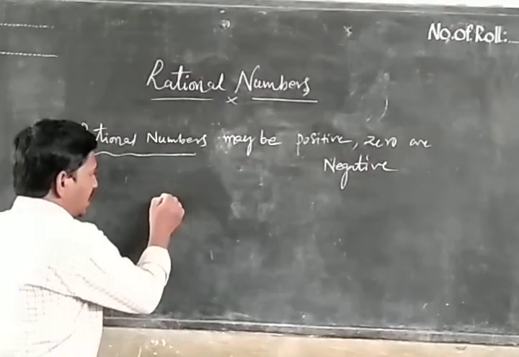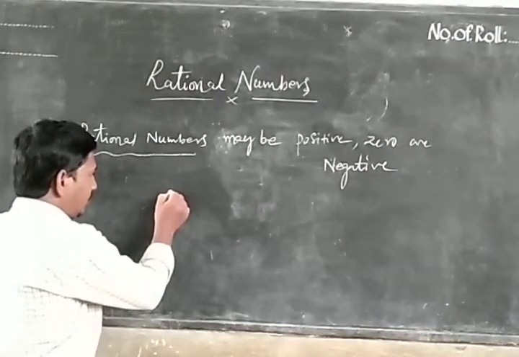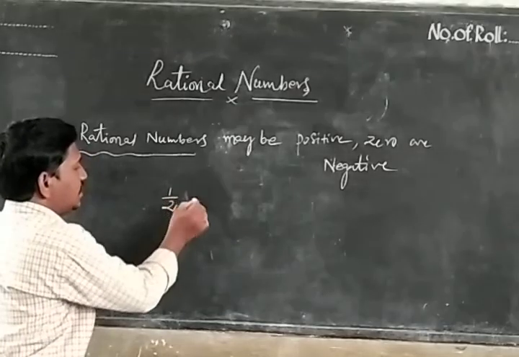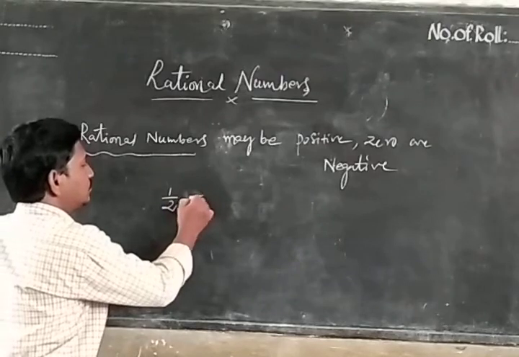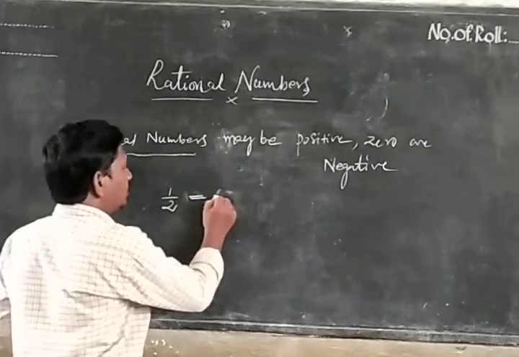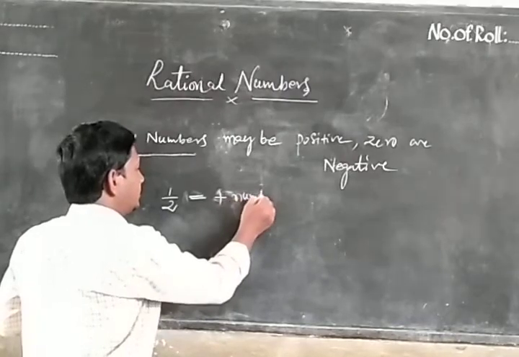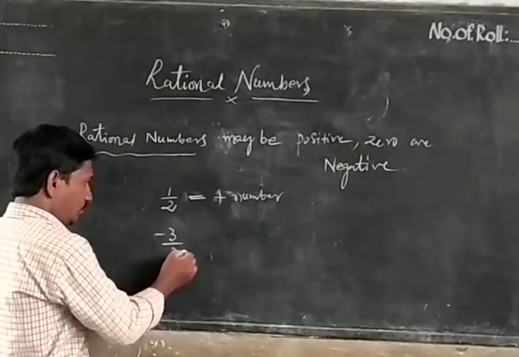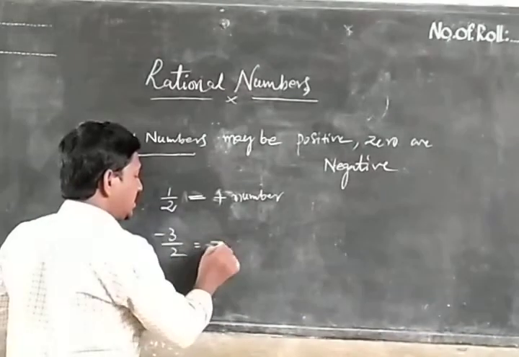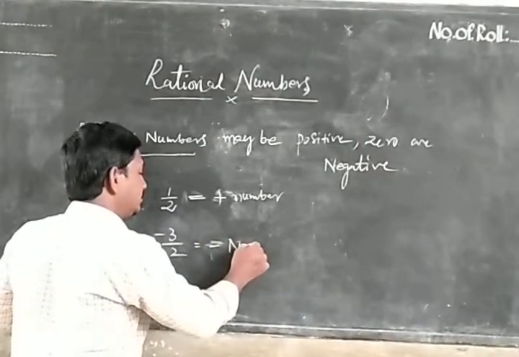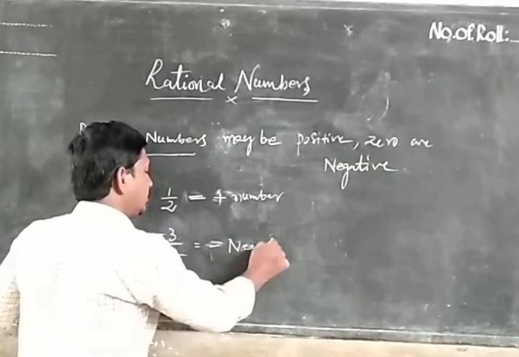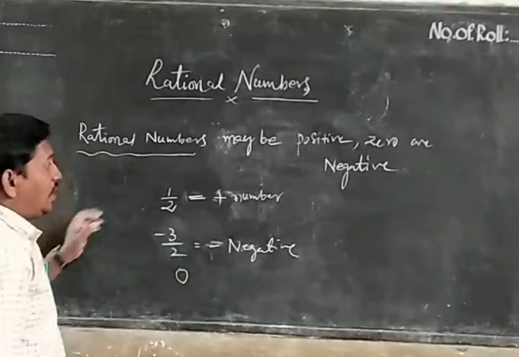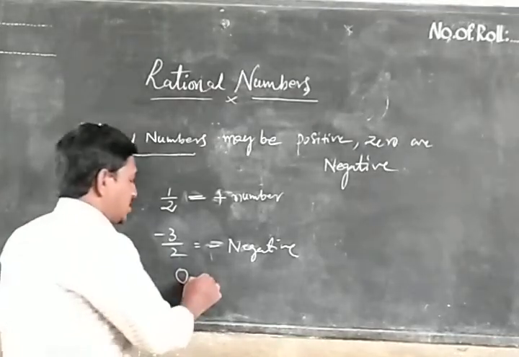from the examples, 1 by 2 is a positive number. -3 by 2 is a negative number. And 0 is also a rational number.